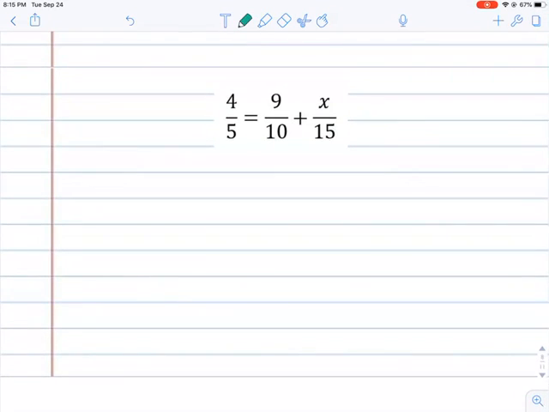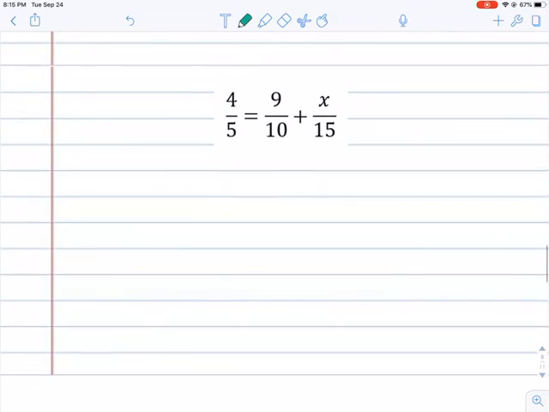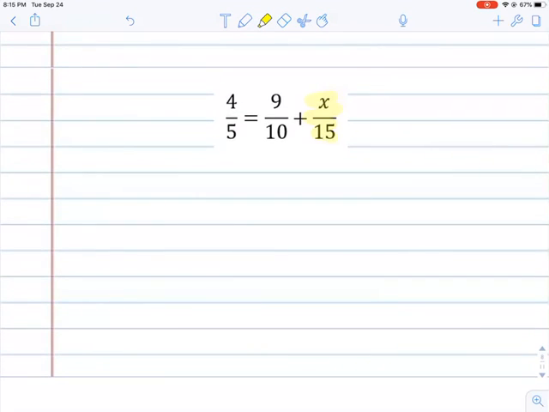So let's see, the last one from here, they're all different denominators. You can still do the same kind of approach. However, this term here has an x, but the other one does not. So we're actually not going to combine those two because they both need x's. This is just a regular number, and this is a variable. So we're going to solve this like a two-step equation. We're going to first get rid of the 9/10, and then we're going to multiply by 15.